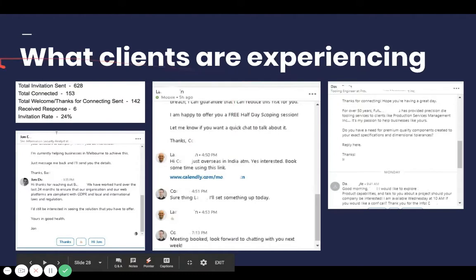And this is some of what our clients are experiencing here. This is a weekly report from a campaign, and this is just from the LinkedIn side. So this is not including the Google ad retargeting or the marketing automation, but this is just generating warm leads from cold prospecting.